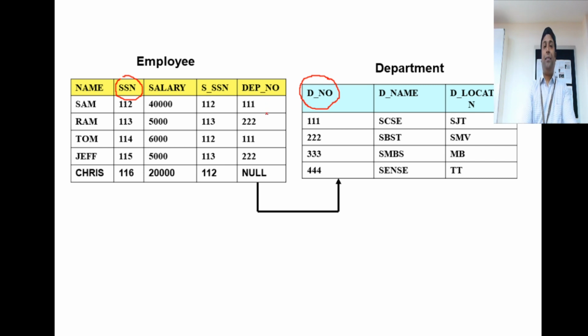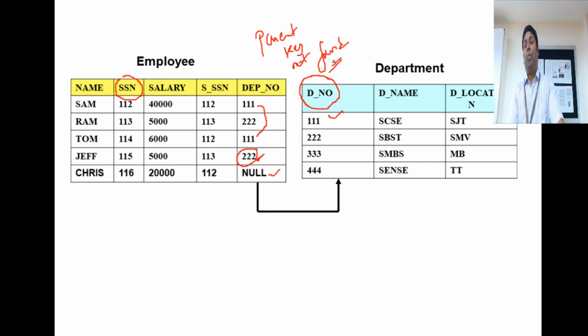We understand certain rules with respect to foreign keys, right? What are those rules? You can have null values in a foreign key column. You can have duplicate values in a foreign key column. So duplicate values are allowed. And what else? For something to be a foreign key here, it should be a primary key in this table. And if this key 222 is not available here, then you will get what error? Parent key not found error. So these are the properties of foreign keys.